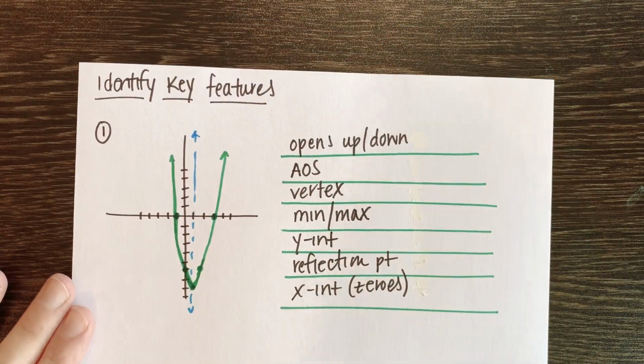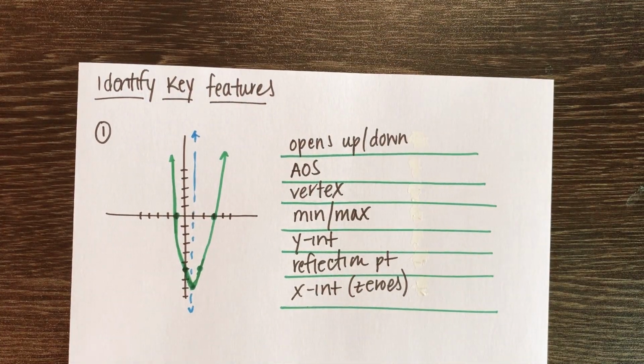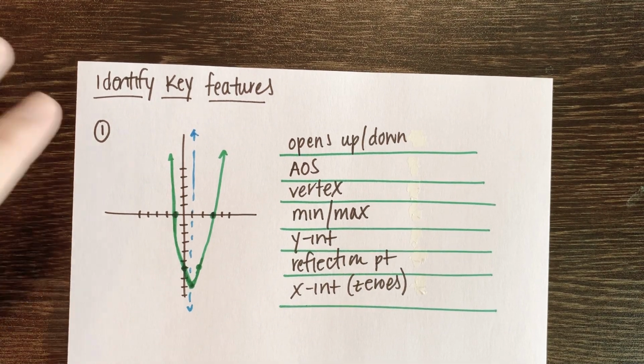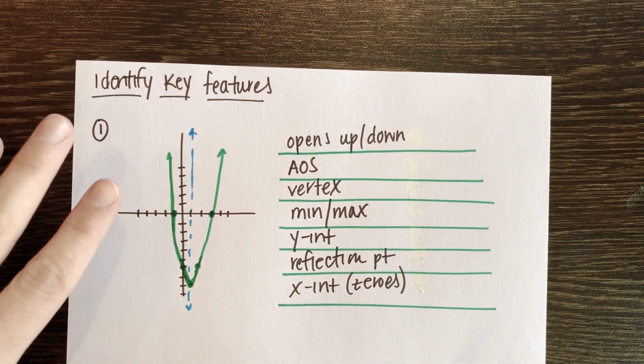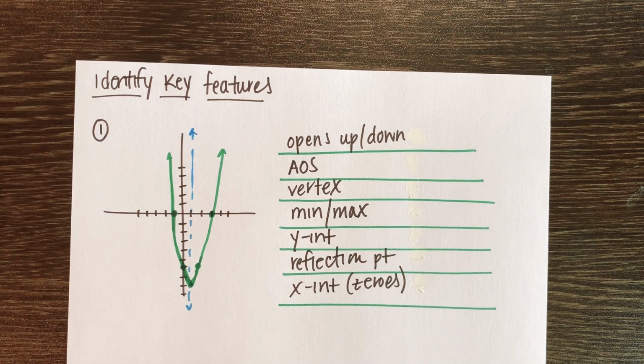So here's a picture for number 1. And like I said, for number 1, we're just identifying key features first. So all I want to do is, this graph is given to me. It looks like this. This is what it looks like. I didn't draw, I mean, I did draw, but you wouldn't be drawing it. The graph is being given to you.